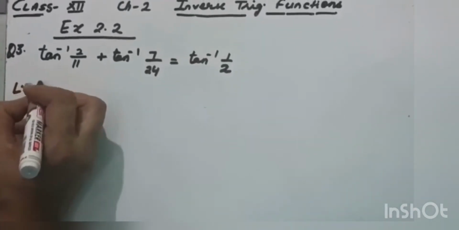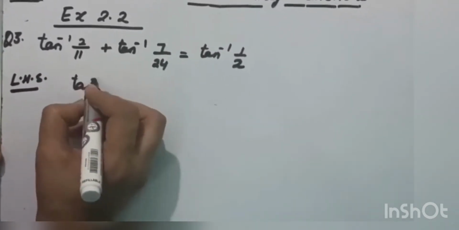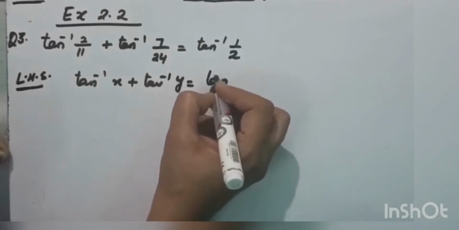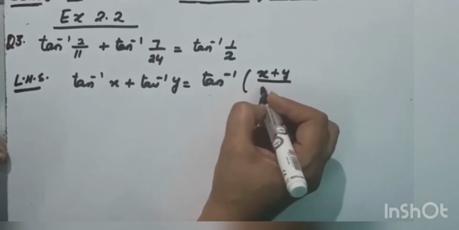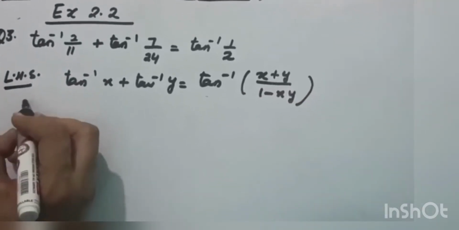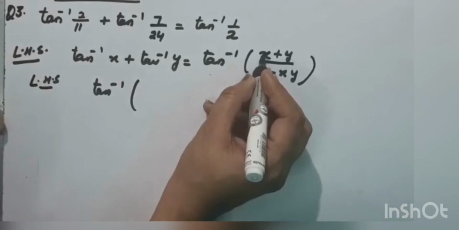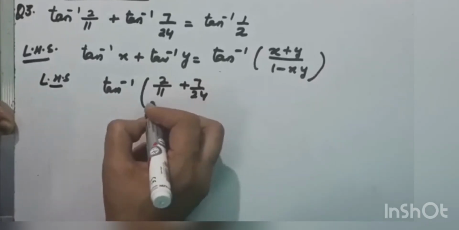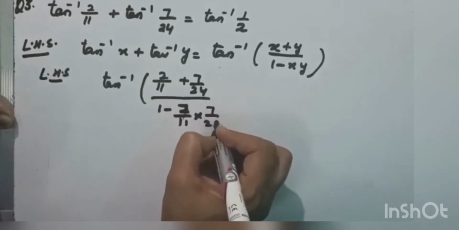We start from the left hand side. Now, tan inverse x plus tan inverse y, there is a formula: tan inverse x plus tan inverse y is tan inverse of (x plus y) over (1 minus xy). When we apply this formula in the left hand side, our left hand side becomes tan inverse, where x is 2 by 11 and y is 7 by 24. So (2 by 11 plus 7 by 24) over (1 minus 2 by 11 into 7 by 24).